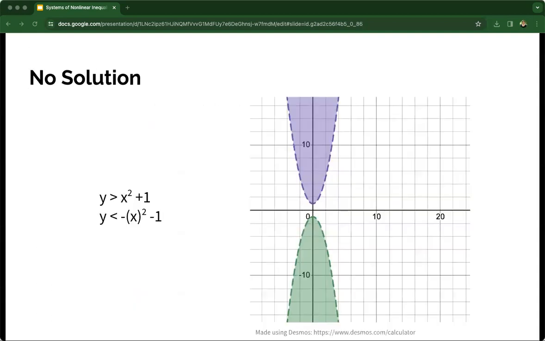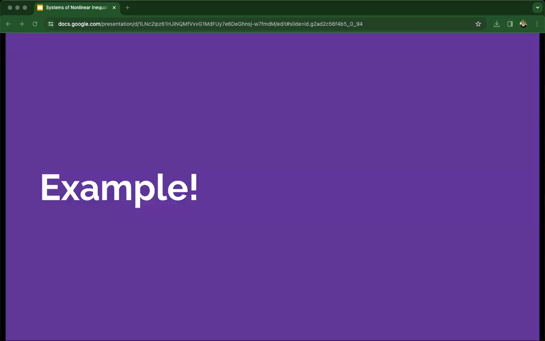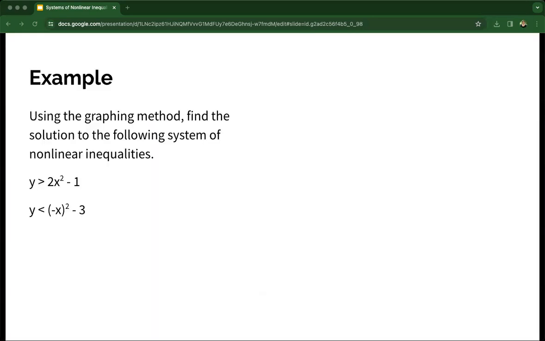So, with systems of nonlinear inequalities with no solution, there is no overlapping region and there are no overlapping points. Look at the following graph. These inequalities look very similar to the previous slide because I only transposed the first inequality up by 5 points. As you can see with this graph, there is no overlapping region, so there is no solution. Let's check out an example.